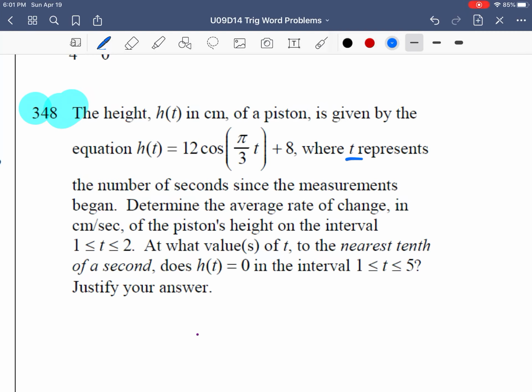It says determine the average rate of change. That's another word for slope, in centimeters per second. Now centimeters is the height and seconds is the time, so that's pretty much saying y over x, or slope, of the piston's height in the interval 1 to 2. So that's the first part of this question. We'll talk about the second part in a minute.